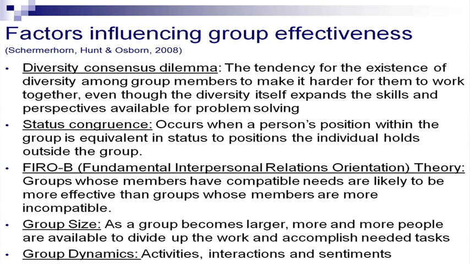Groups whose members have compatible needs are likely to be more effective than groups whose members are more incompatible as far as their needs are concerned. Again, we talked about goals being a very important factor in determining the banding or the cohesion in groups. Now, the problem comes up when these goals are mismatched. The further removed the goals of people are from each other, the further removed the reasons for them coming together are, the more difficult it becomes for the group to function effectively.